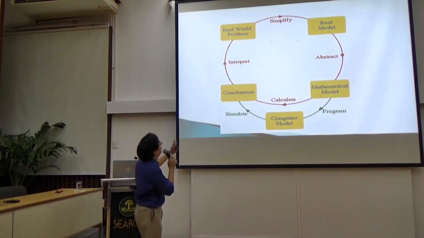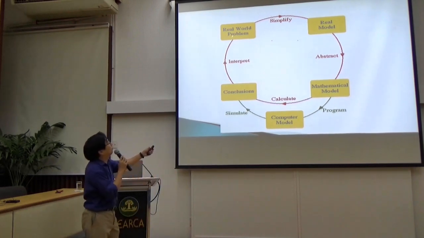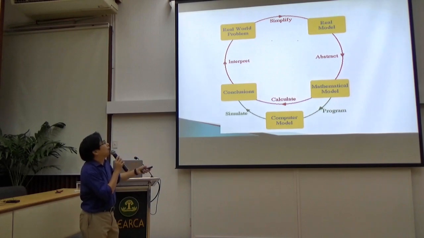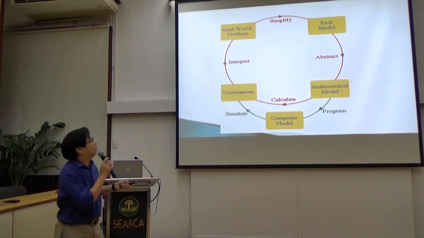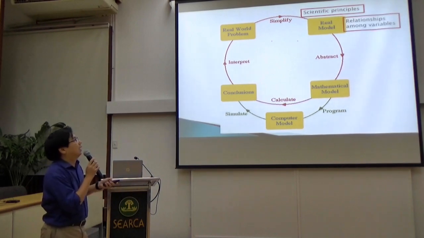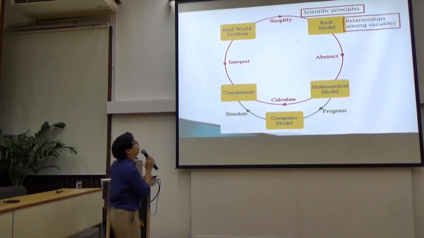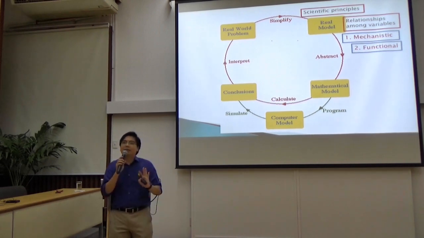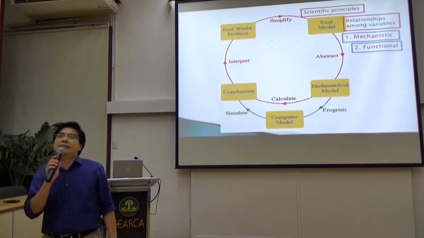But basically, you start with the real world problem. You simplify, you get the real model. So how do you get the real model? Usually it's based on scientific principles. It will involve relationships among variables, mechanistic and functional. Remember this? I'm going to talk a little bit more about mechanistic and functional.